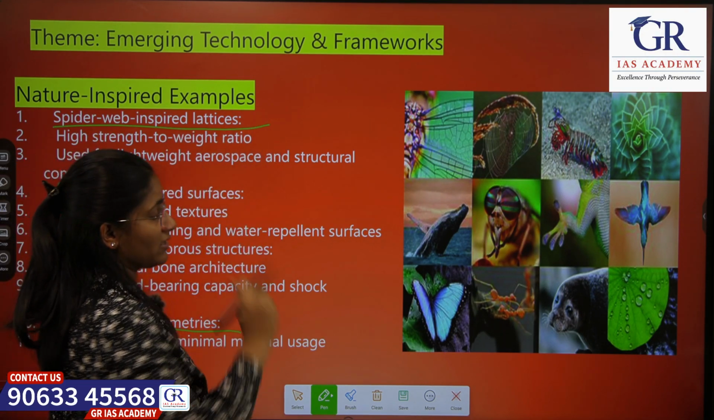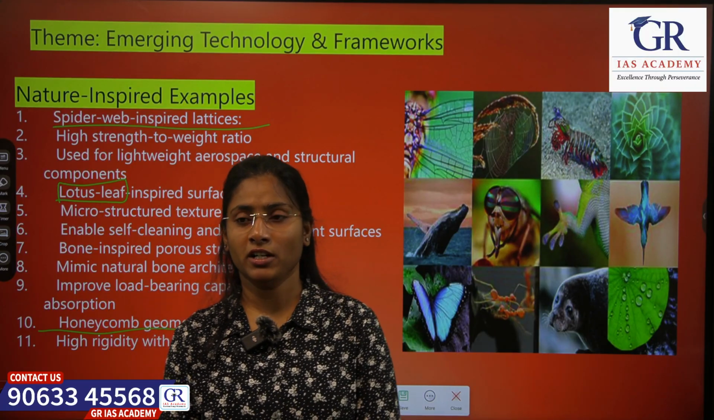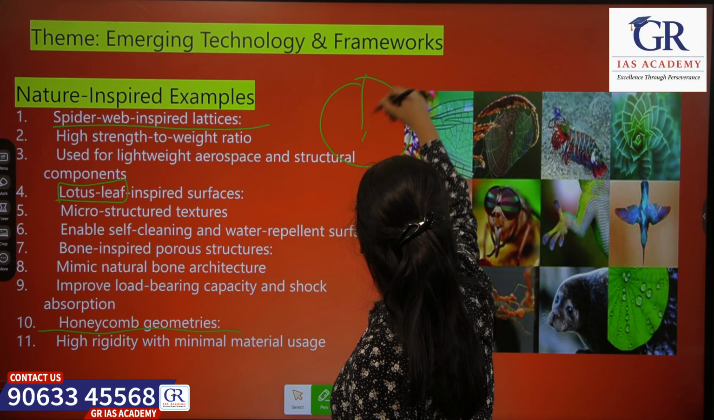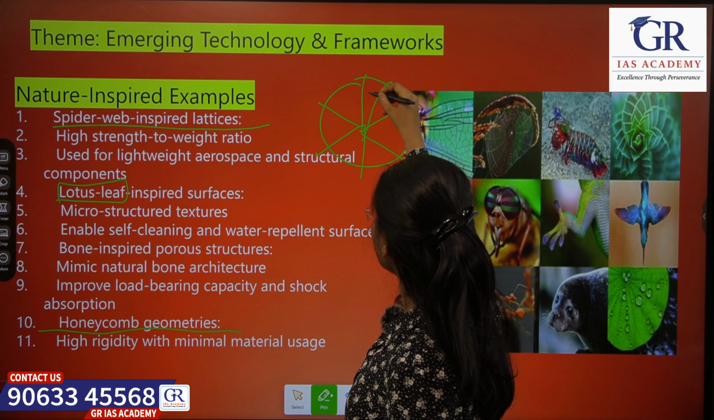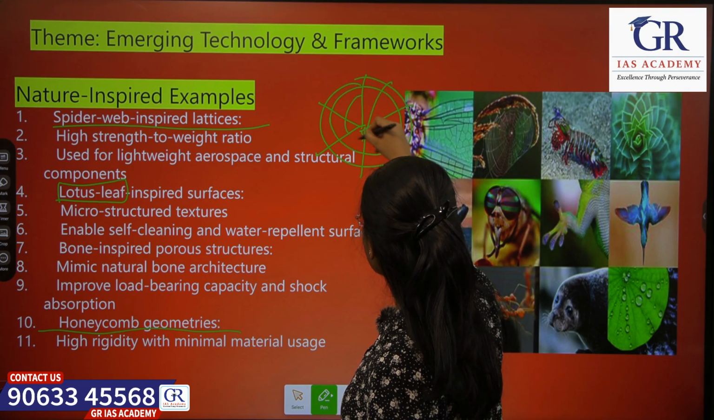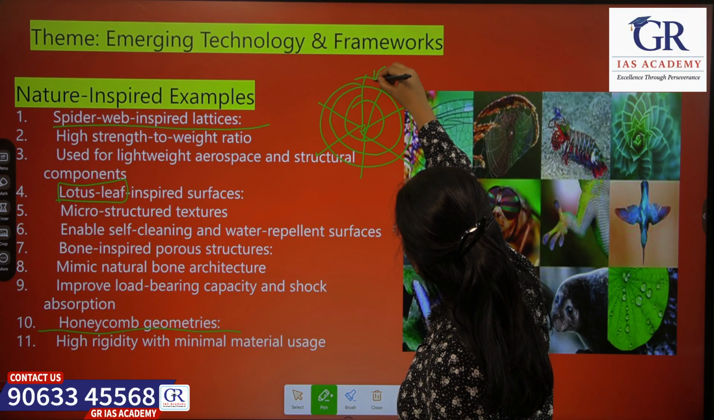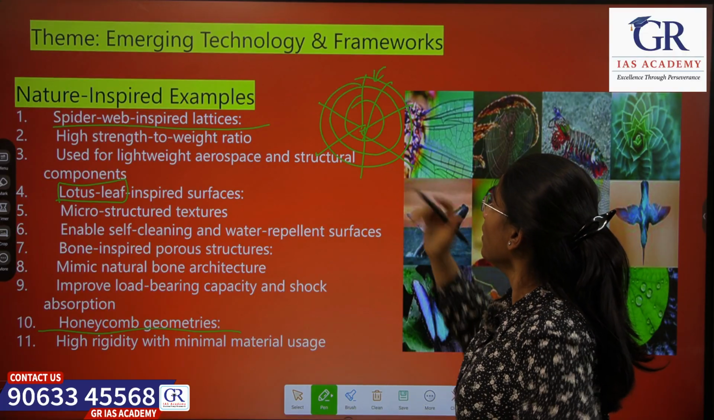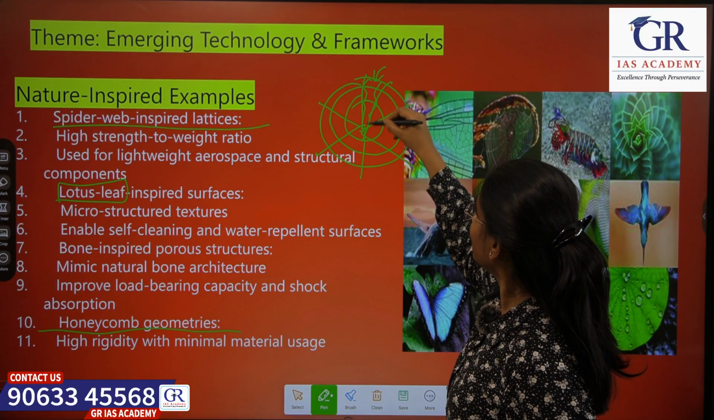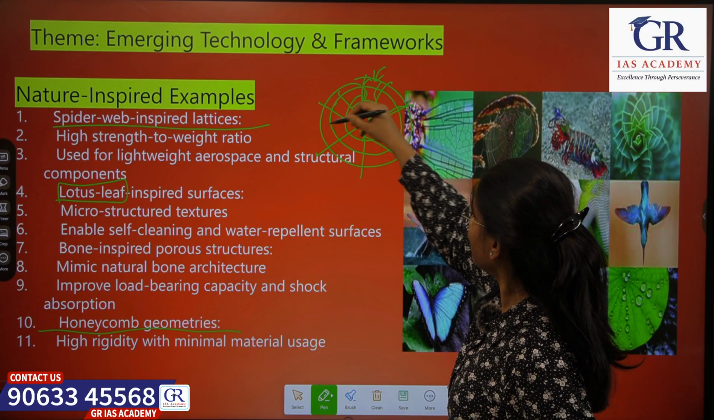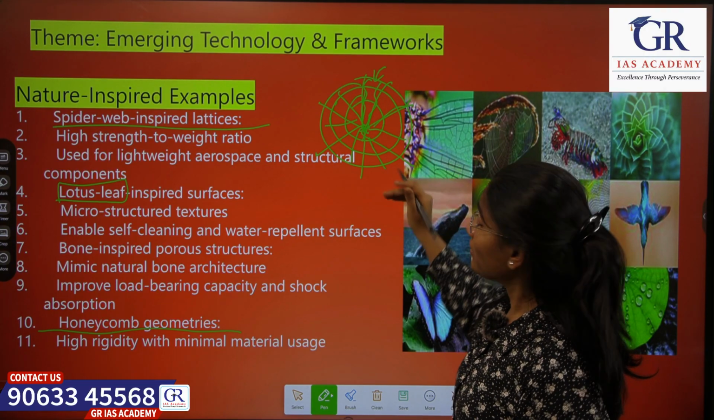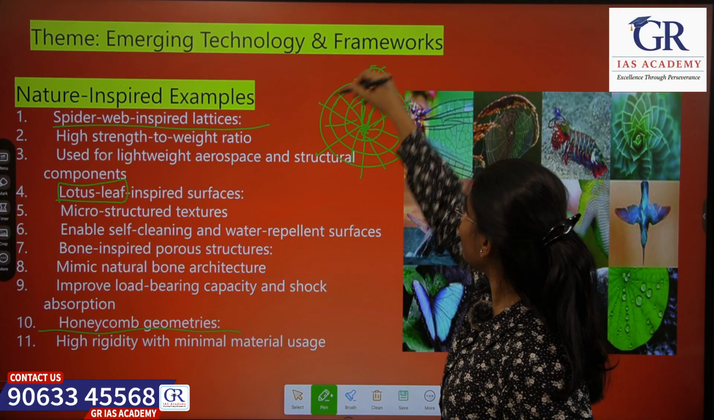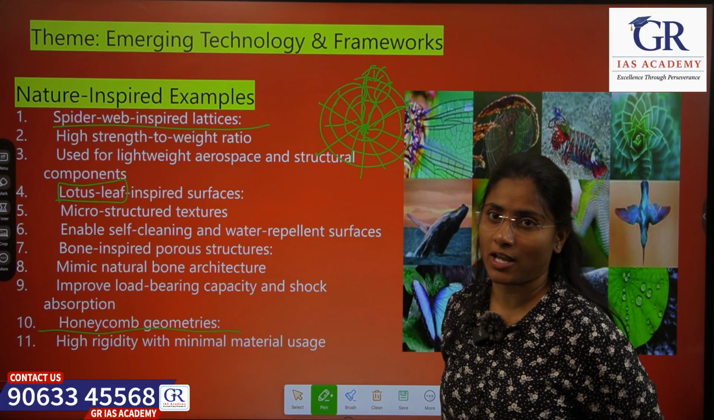Spider web inspired lattices. Why spider web? If you notice a spider web, it has so many silk threads connecting to each other. So when any insect enters the web, at any point of the web, there will be balance in the web. The strength of the silk threads created by the web is so high that even if weight increases at a certain point, the web will not collapse.